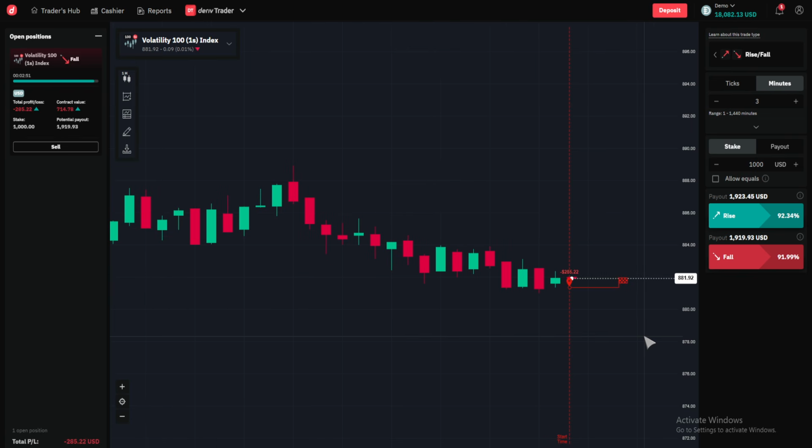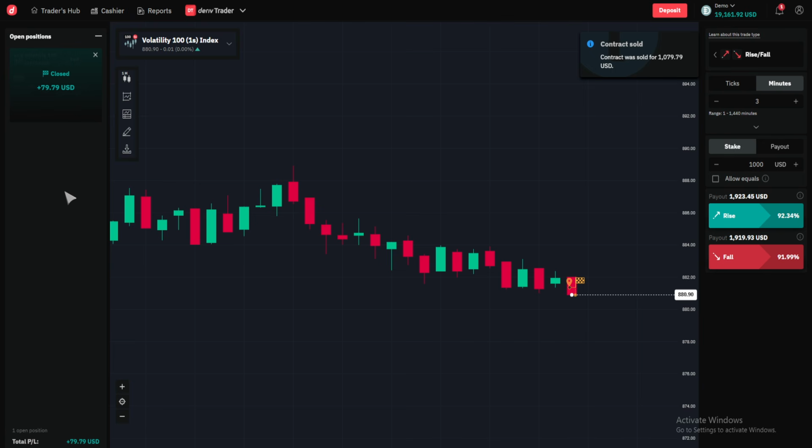Let's see. So currently you are in loss. And I've told you guys, if you just come into this strategy without proper analysis, things can be bad, okay? Yeah, I've just researched this market shallowly. I've not properly researched it. So yeah, sell. Just look at that, 79 USD, just like that, okay?